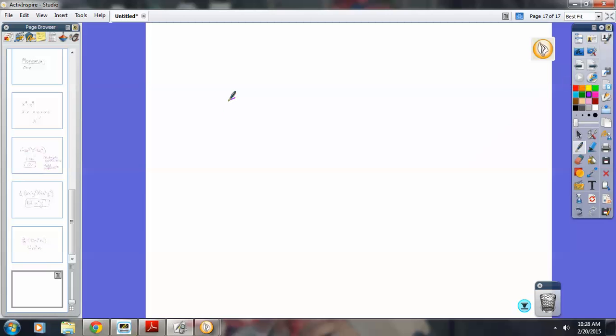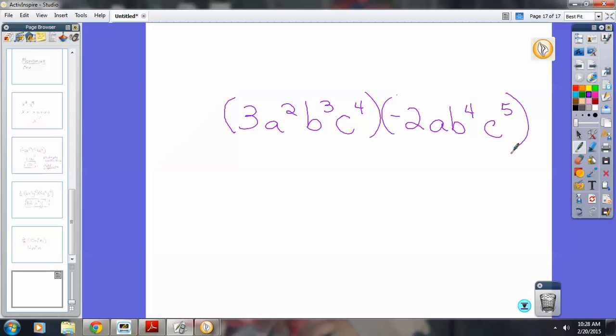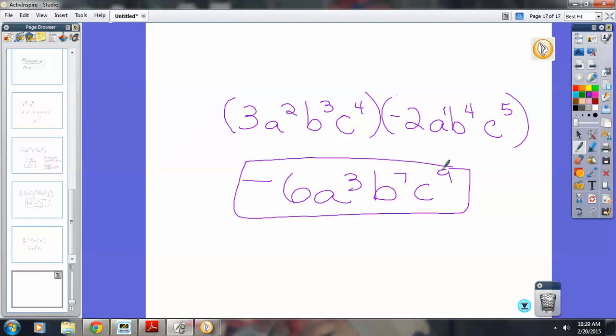So let's look when we have 3 variables. Let's start with our coefficients. I always tend to start with my coefficients. 3 times -2 is -6. A to what power? The third. How did we get 3? Because a second power is close to 10. That exponent's 1, isn't it? 2 plus 1 is 3. B to what power? 7. 3 plus 4 is 7. And C to the 9. 4 plus 5 is 9. -6, A to the third, B to the 7th, C to the 9th.